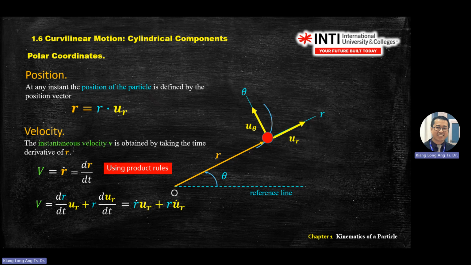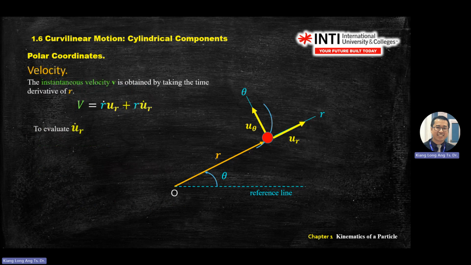Okay, one interesting thing is this one. You look at this one, du over dt. What does it mean? Does it change over time? The answer is no, because this direction is always remaining in this direction at any time. So d ur over dt equals 0.